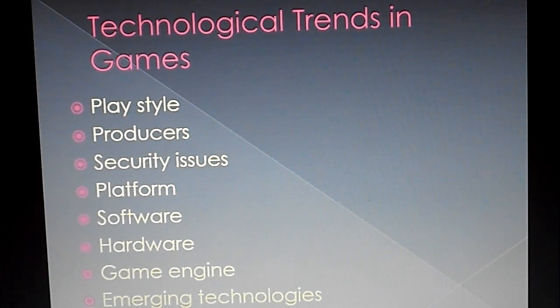Software. The software of a game refers to the programming language in which the game is coded. The most common language for games development is C++. A few examples of other programming languages include C#, Python and Scratch.